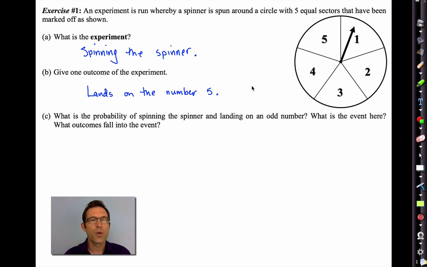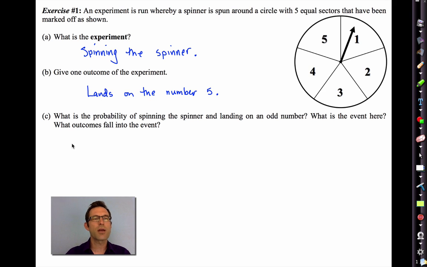Letter C, what is the probability of spinning the spinner and landing on an odd number? What is the event here? What outcomes fall in the event? Well, I bet you know enough about probability to answer at least the first question. If I spin that thing, what is the probability that the spinner will land on an odd number? Think about that for a minute. Now, a lot of people will say 3 out of 5.